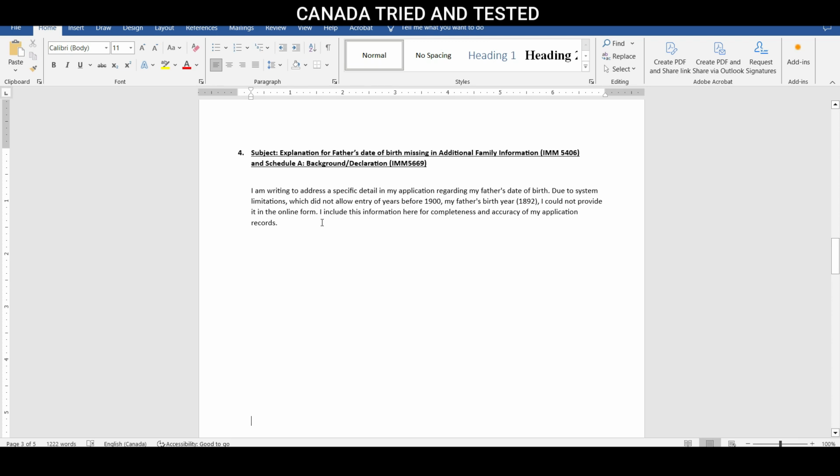So this way I'm trying to cover and give an explanation in case they come back saying that the date of birth is not matching. This is how I have done it, and I'll keep sharing other details as and when it happens. So all the information I'll keep posting.